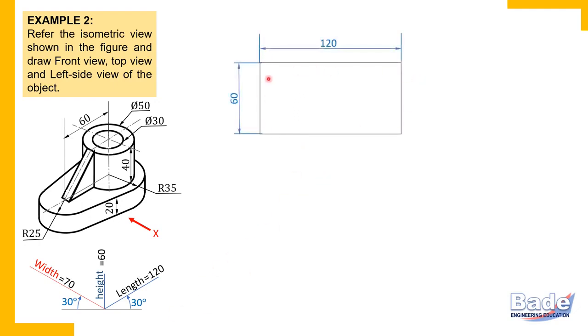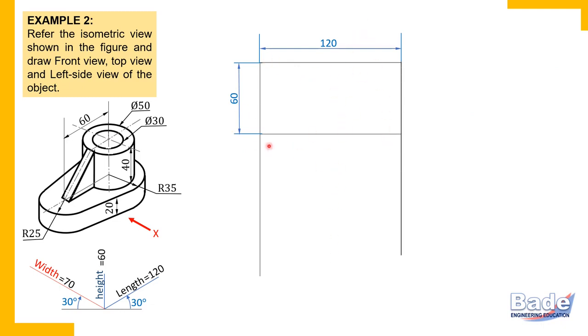So here is the front view rectangle. Check which side view is asked, left side view or right side view. Left side view. So the left side view is to be drawn. There must be enough space on the right side to complete the left side view. In first angle method of projection, we draw the left side view on the right side of the front view. So be careful about that. Before you start drawing this front view rectangle, be sure that there is enough space for the side view here. Okay. So length 120, height 60 and the rectangle is complete.